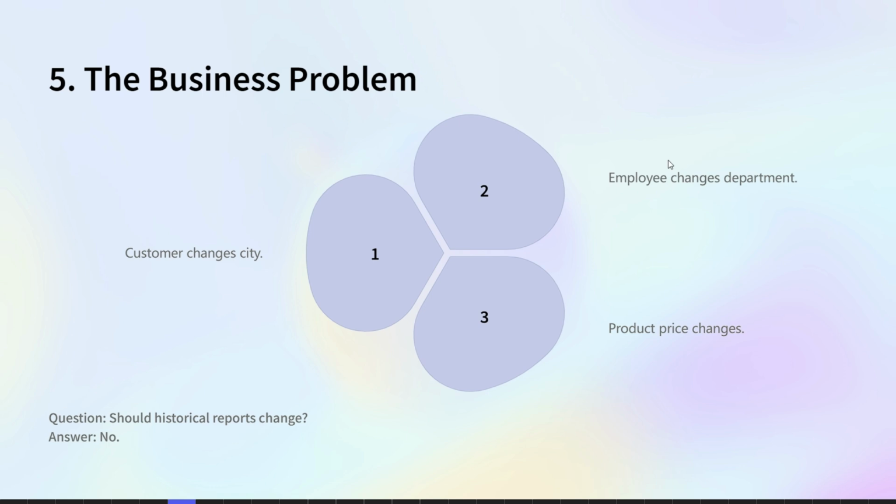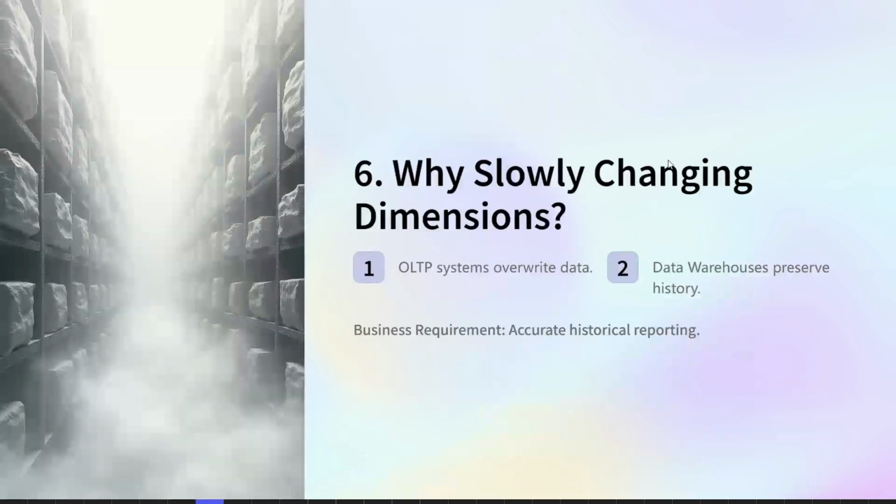In simple words, we can understand the SCD concept: a slowly changing dimension is a dimension in which attribute values change over time, and we must define how those changes are handled and stored. The decision depends on business requirements.